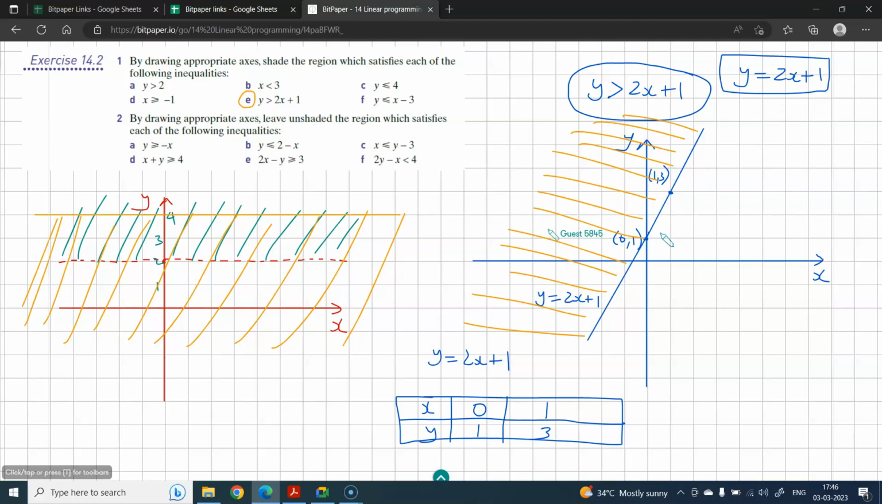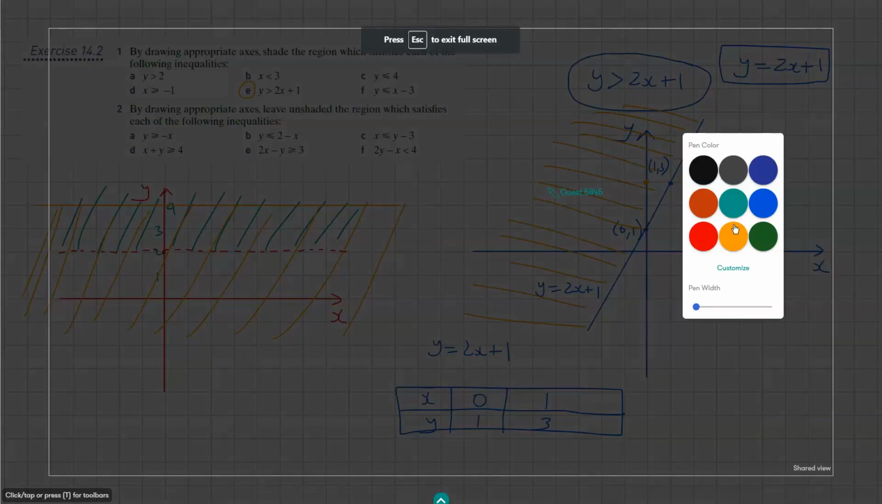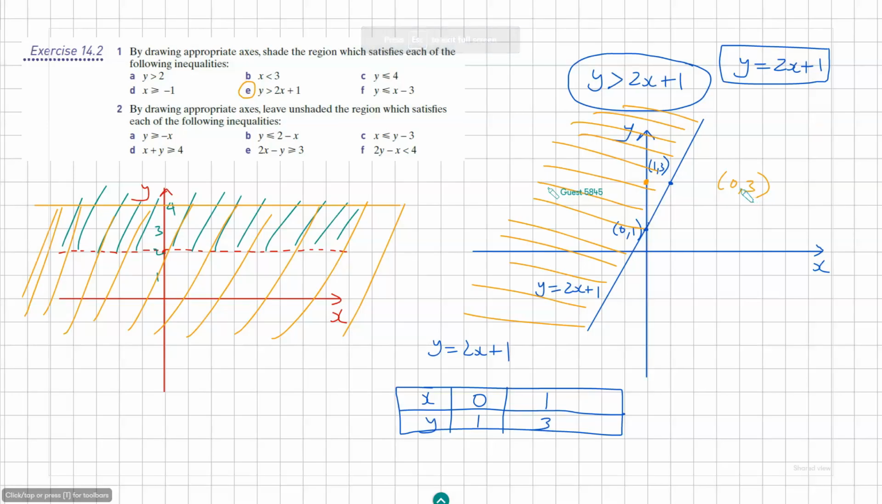And if you have any doubt, you can just try substituting one of the points. So let's say, what is this point on the y-axis? 0, 3, right? Yes, 0, 3. Is 0, 3 included in this region? How do you check?